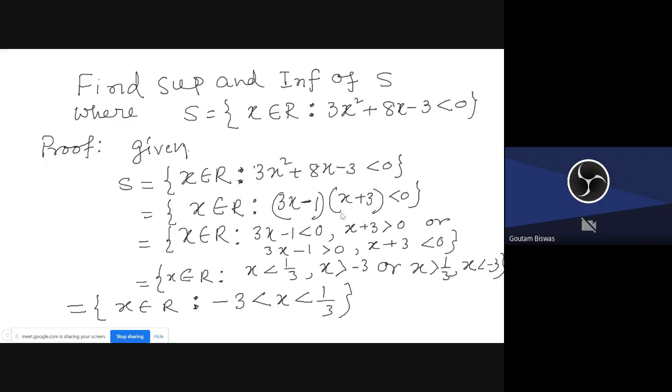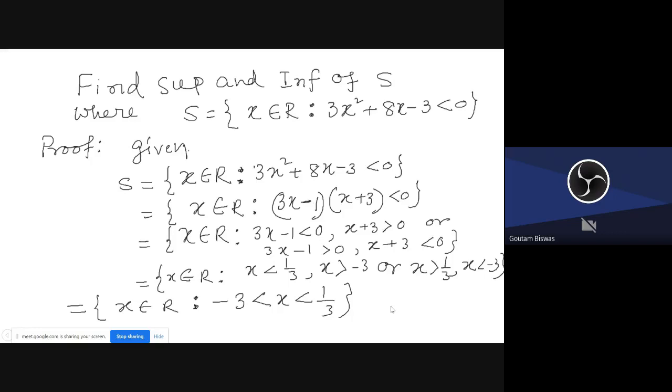Now this generates two conditions. Say 3x minus 1 less than 0, it must be less than 0. So this one is less than 0, this one is greater than 0. Or the opposite: this one is greater than 0 and this one is less than 0. Now this one yields x is less than 1 by 3 and this one yields x is greater than minus 3. Or this one yields x is greater than 1 by 3 and x is less than minus 3. So in both cases, we can write that x lies between minus 3 and 1/3.